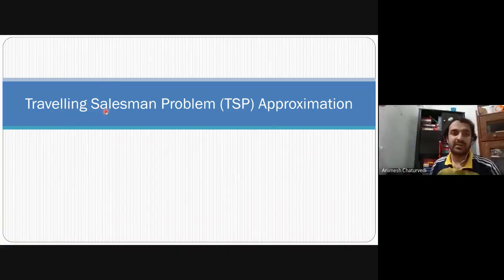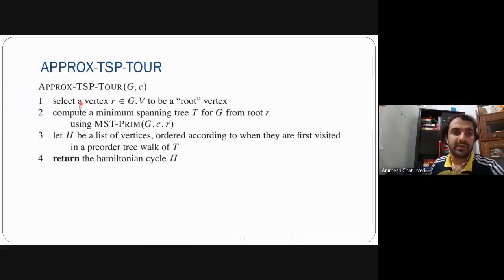So we'll start with discussing the traveling salesman problem, approximation. What are the approximation algorithms? First we'll see the common heuristic that a human actually tries to do, where there is some minimum spanning tree, and then you just find the Hamiltonian cycle out of it.